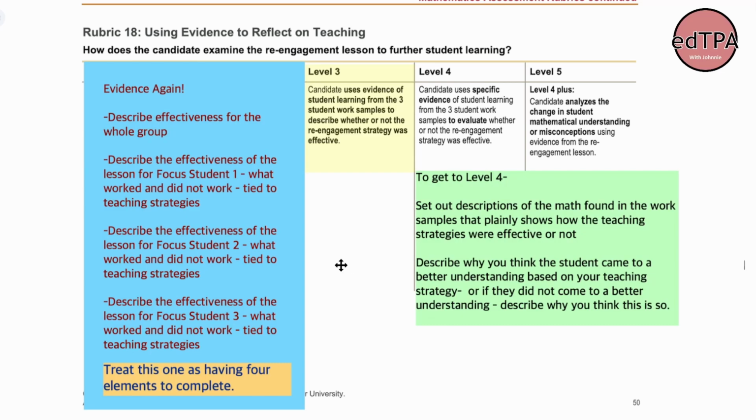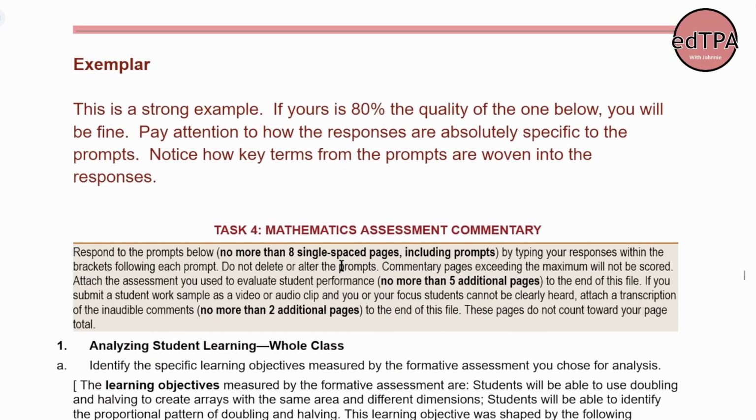So those are the 3 rubrics. I'm going to share with you now an exemplar. Let's make it so we can see it.